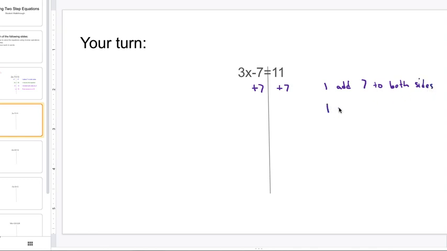And then I rewrite the equation. Right, that's what it said in the previous slide. That's what we're going to do. Right? We rewrite the equation. So negative 7 plus 7 is 0. So we got 3x equals 19. Right?